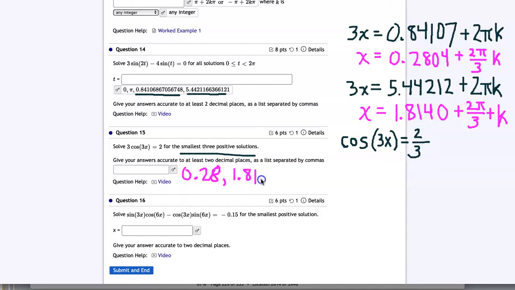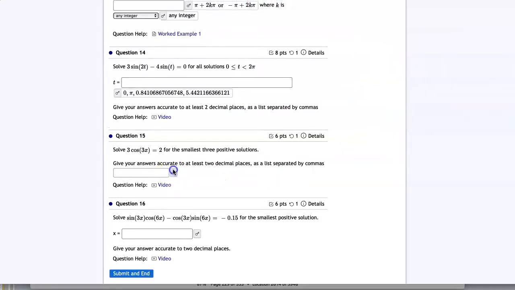And then the next one is going to be taking this 0.28 and adding 2 pi thirds. So taking 0.28 and adding 2 pi thirds, we end up with 2.37. If we had needed 4 or 5 or 6 different answers, I could keep generating them using these. So 0.28, now I have to erase this to be able to see the answer. And you see what I have here is the same thing, except they went out a lot further, but you only need to go to at least two decimal places.